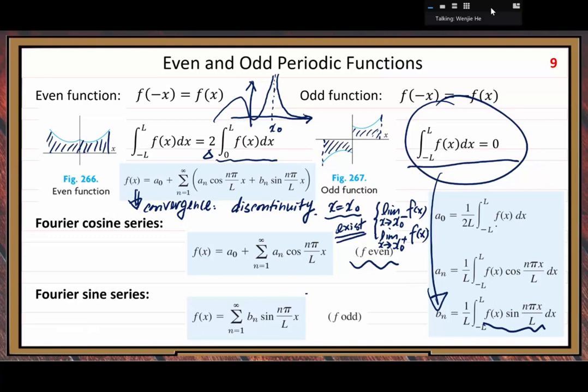Then we know it converges to the average of these two limits. It converges to the average of these two limits. So we need to assume that regarding discontinuity. So that's why this time we understand a little more detail.